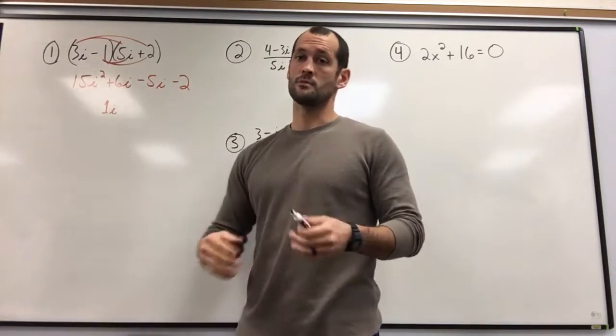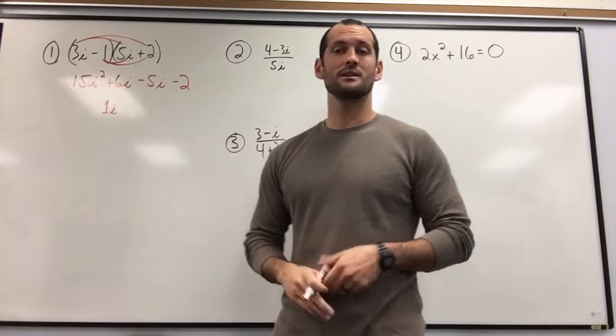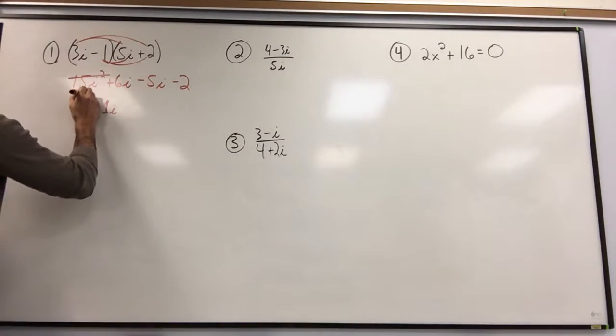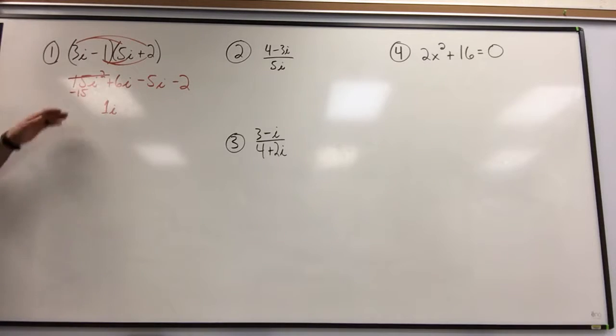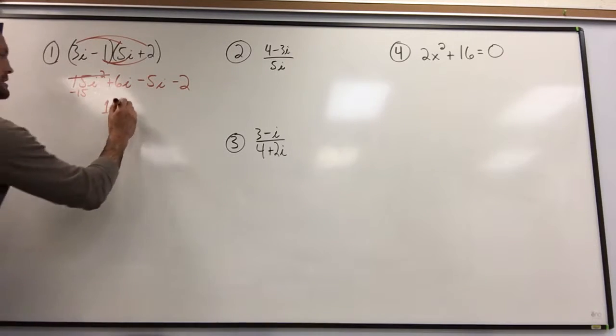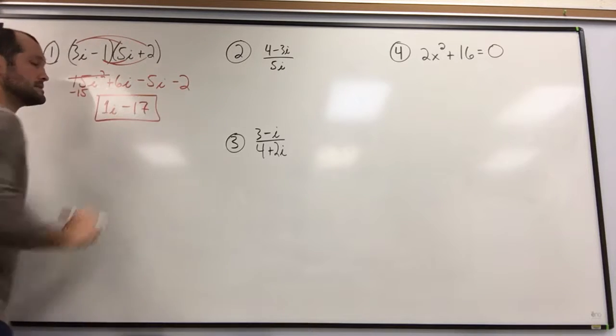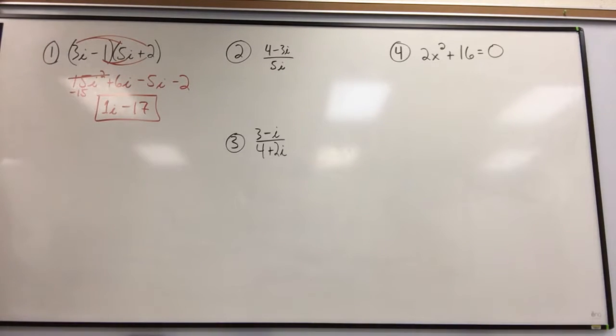15i squared. If you remember, i squared is -1. So this ends up being a -15, because 15 times -1 would be a -15, giving us -17. And that is our final answer for the first problem. That's simple binomial multiplication involving imaginary numbers.